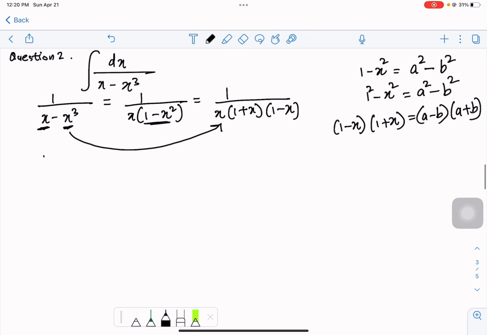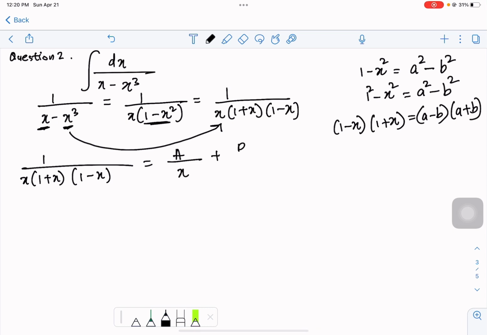Which means here I can apply partial fractions. This is a big chunk of fraction. Now I can make it into small bits using the partial fraction method. So a over x plus b over 1 plus x plus c over 1 minus x. So focus on the denominator.